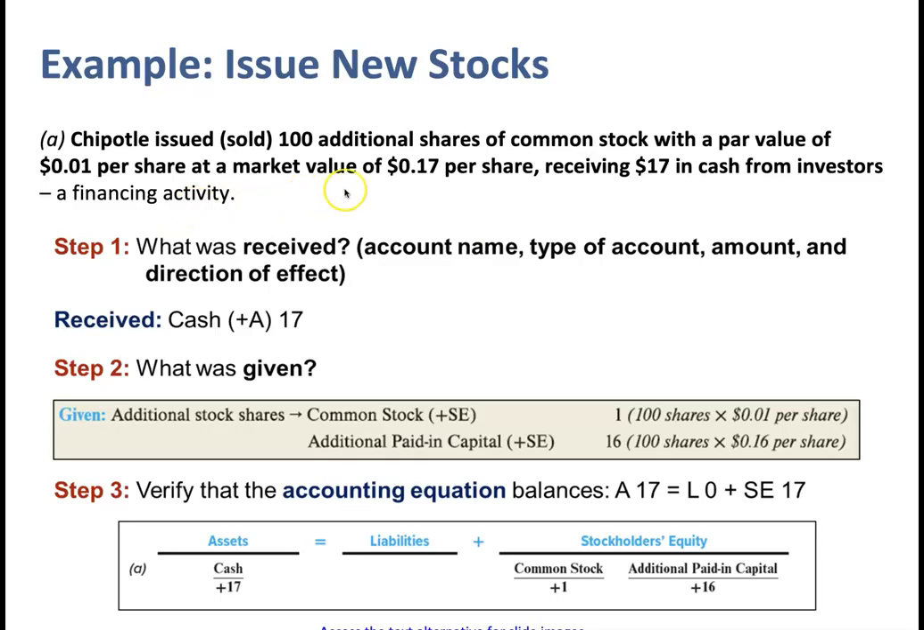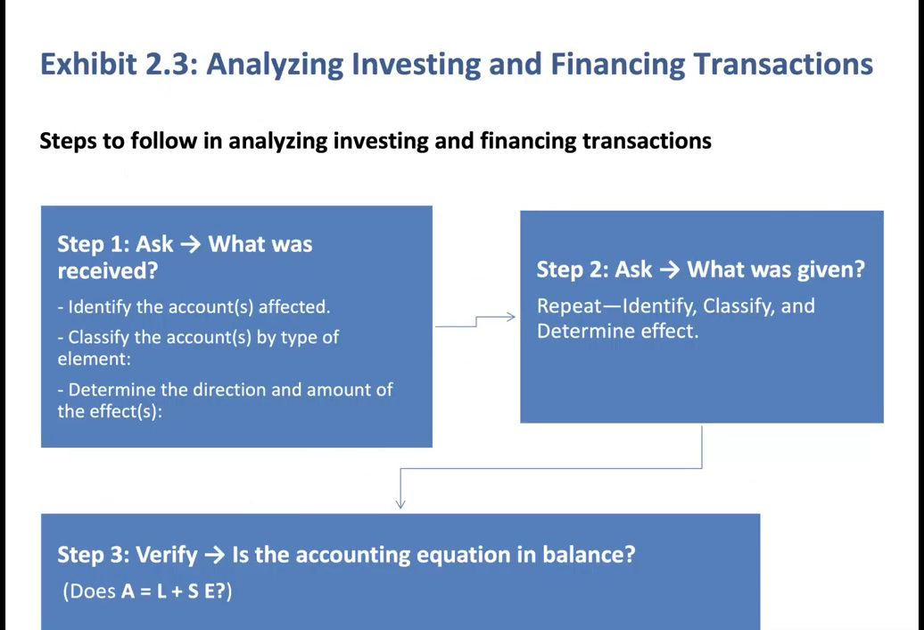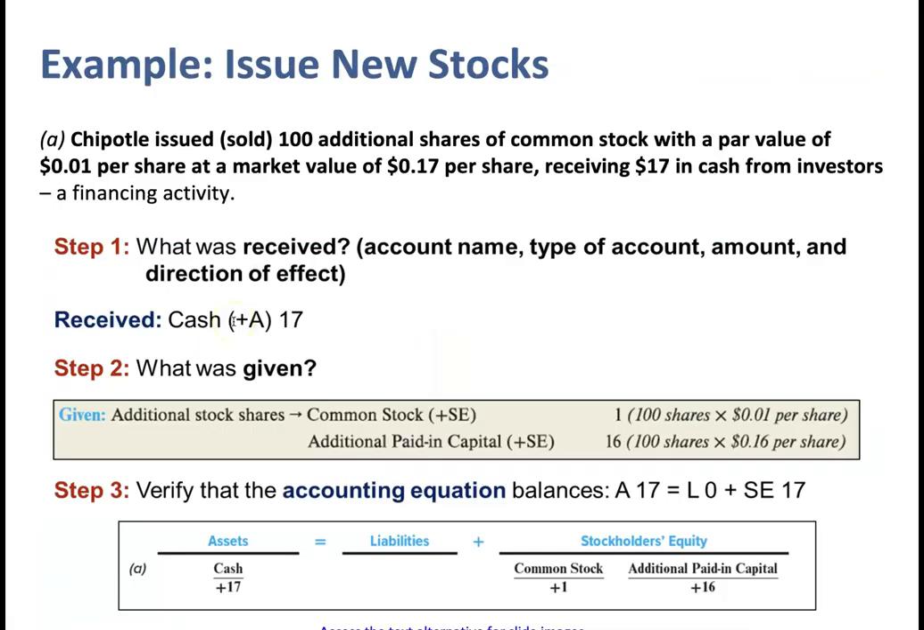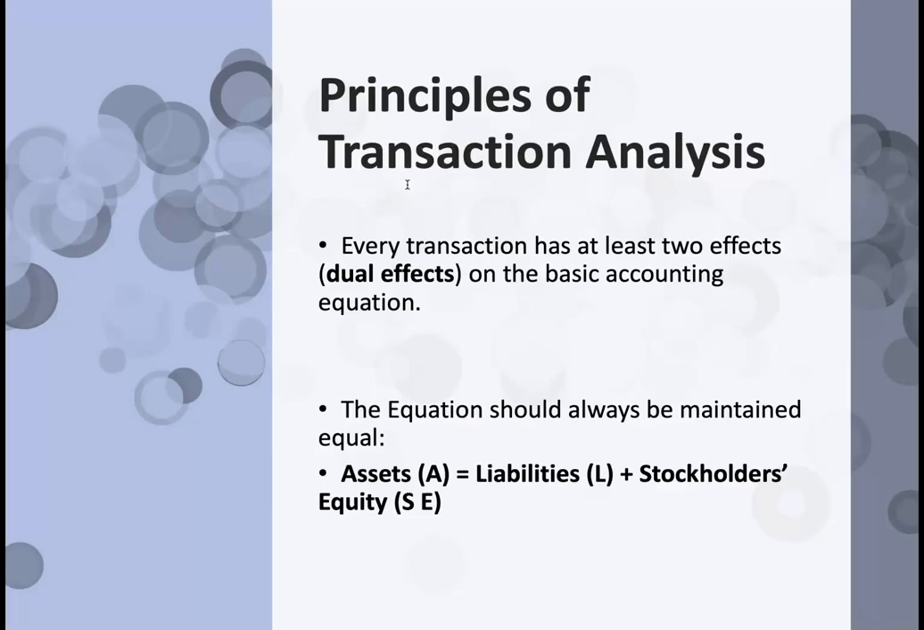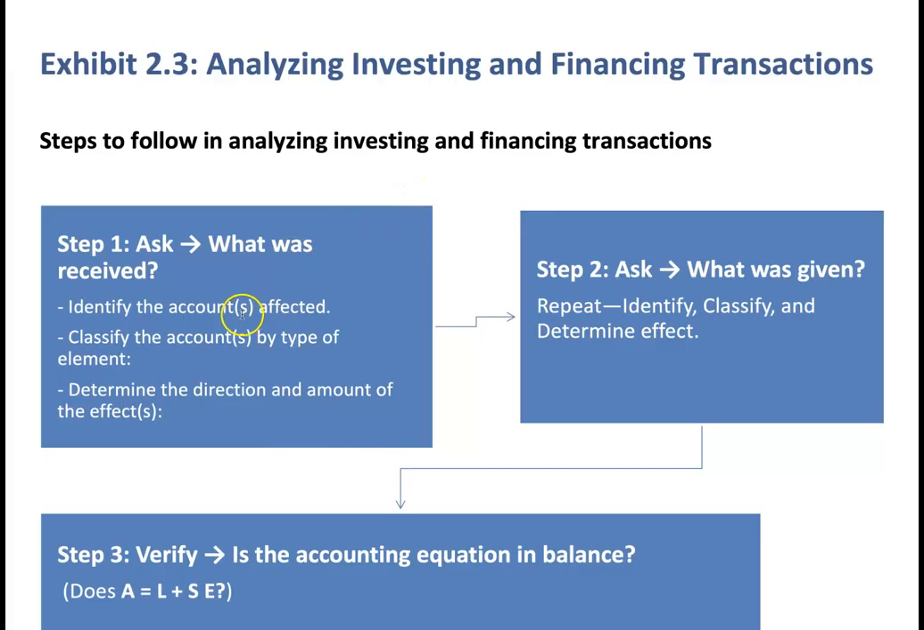So we are going to try to analyze how this transaction affects Chipotle's financial status. In the next few minutes, I'm going to introduce how we are going to do it. When we try to analyze a transaction, there are basically 3 steps. The first step is ask yourself, what was received? So in this example, obviously, Chipotle received cash. So cash is received. And what are the accounts affected?